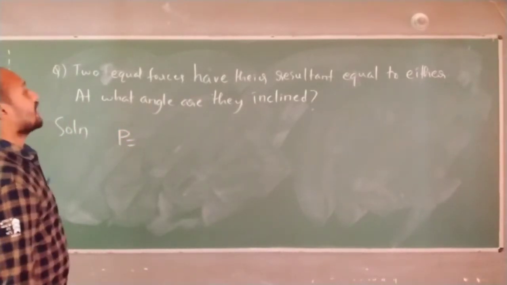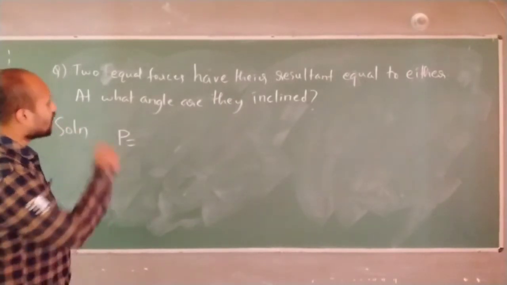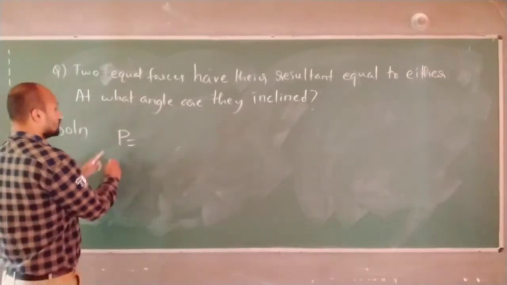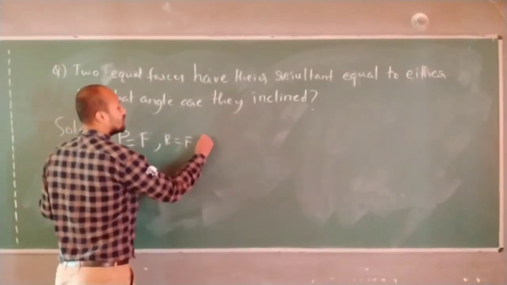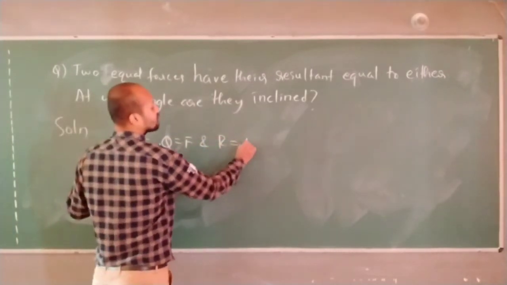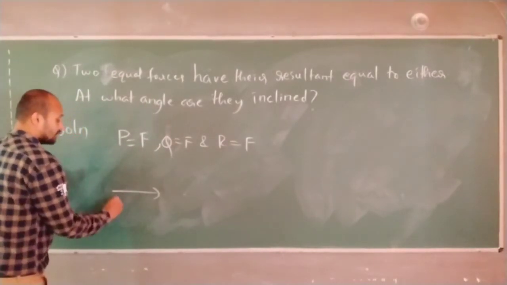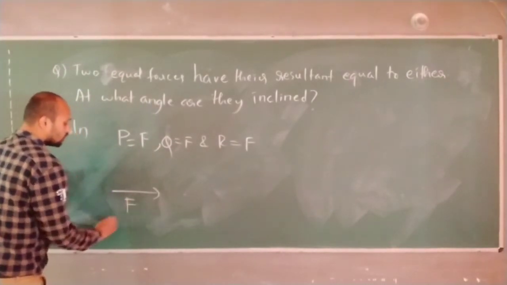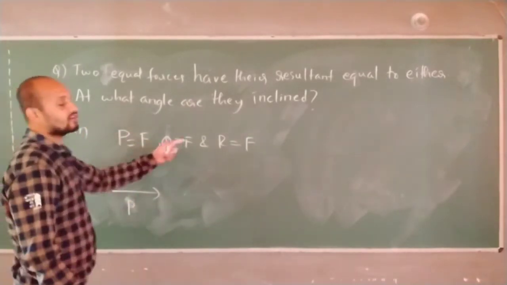Two forces are there, having their resultant equal to either. That means if P is equal to F, and Q is equal to F, the resultant R also you are going to get F. Two vectors are there, force, correct? That is P. Two forces, two vectors are there having force F. I am assuming having force F.